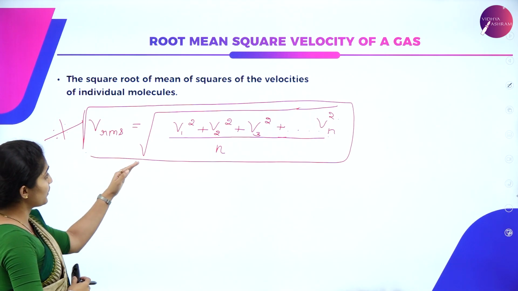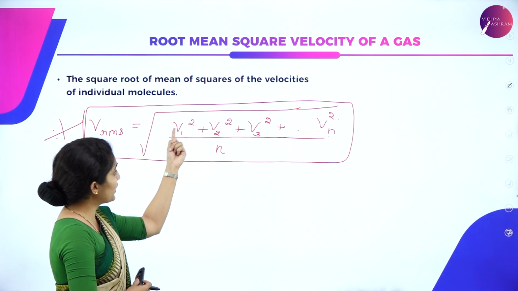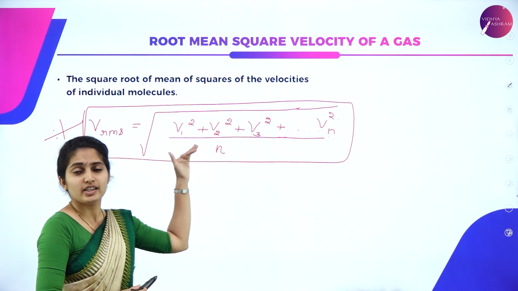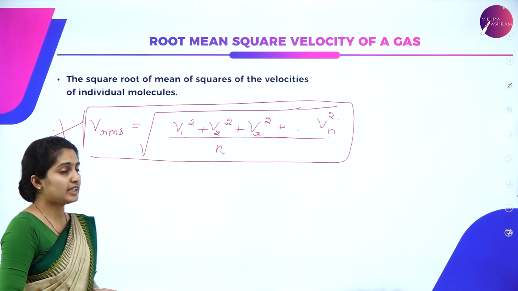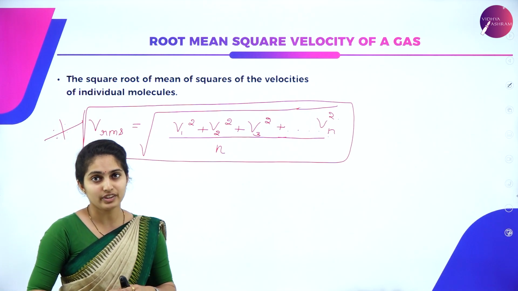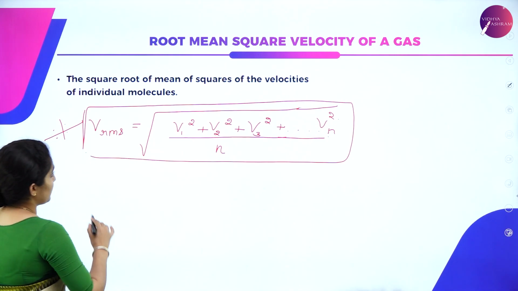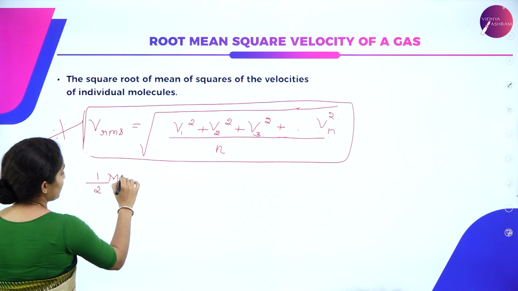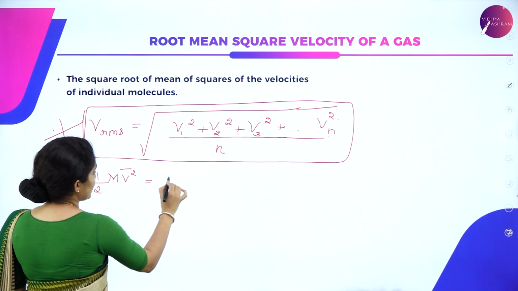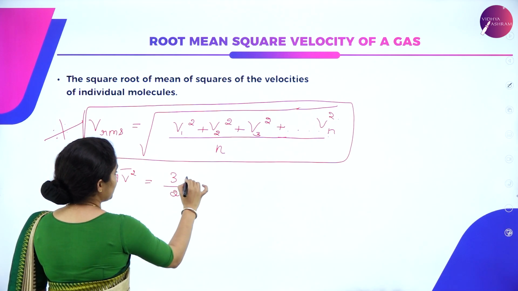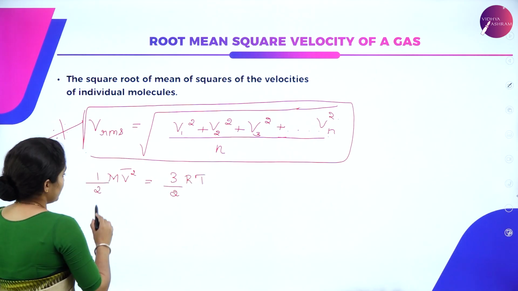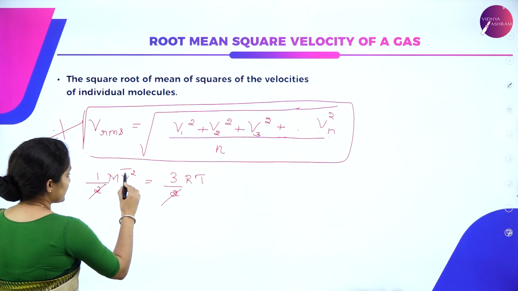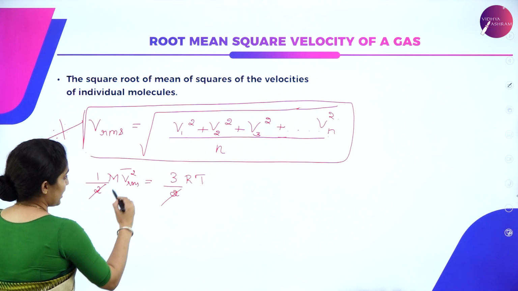VRMS is equal to the square root of the mean of squares of the velocities. So this is your root mean square velocity of the gas. Now we have half mv square is equal to 3 by 2 RT. So your 2 gets cancelled, and v is the RMS velocity value.